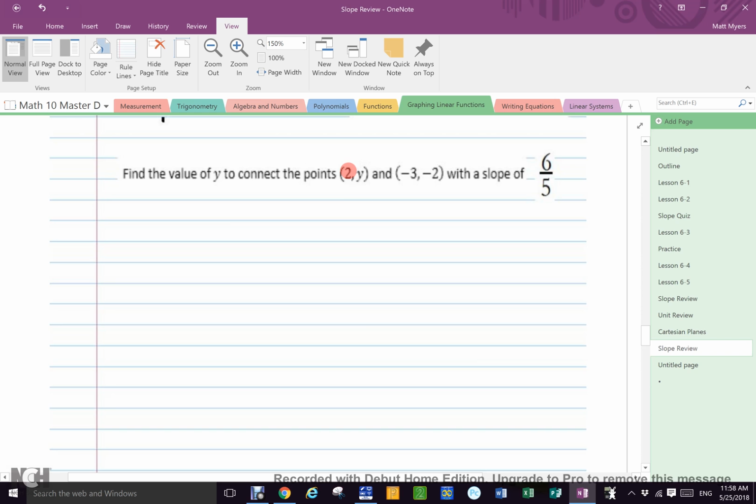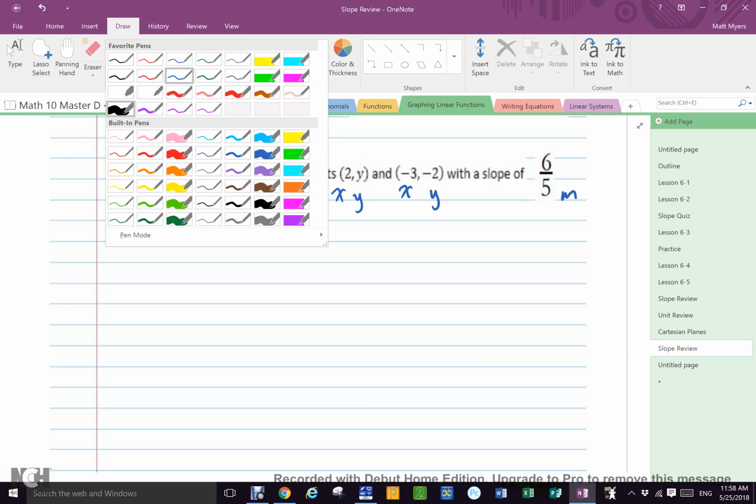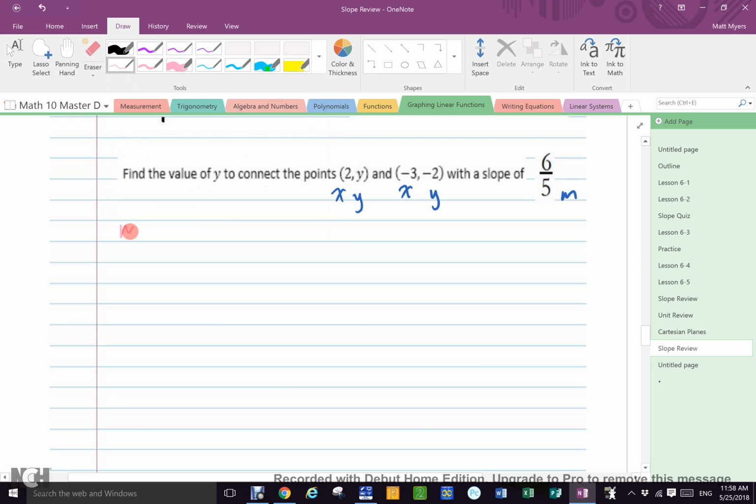What's that? That's an X. What's that? That's a Y. What's that? That's an X. What's that? That's a Y. What's that? That's a slope, which is what letter? M. Is there something we do that uses M, 2 X's and 2 Y's? Of course there is. My man Louis just said it. It's M equals Y2 minus Y1 over X2 minus X1. Then you fill in everything you know.